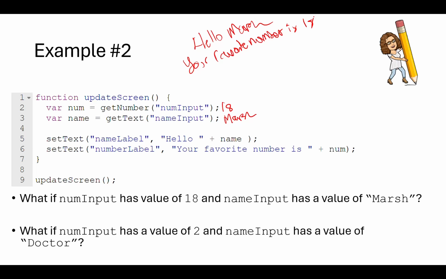What if num input has a value of 2 and the name has a value of doctor? So that would be a 2 and doctor. So what it would say is, hello, doctor, right? And your favorite number is 2, is what would display. Kind of different, right? Kind of neat. Allows you to run a program multiple times with different input.